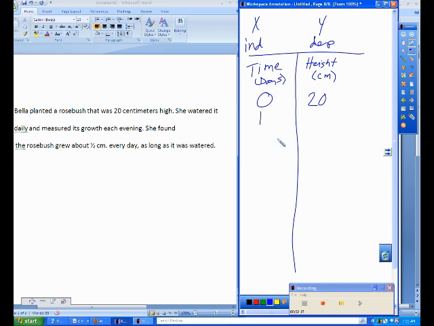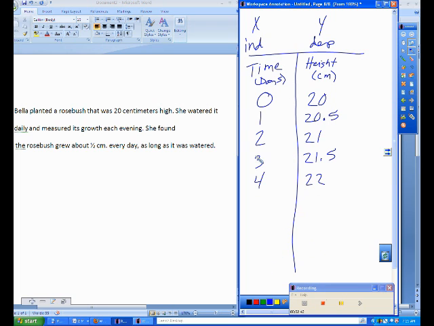After she waters it at the end of one day, because she found that the rose bush grew about a half a centimeter every day, that means that at the end of day 1, it's now 20.5 centimeters. So if it grows a half a centimeter every day, at the end of day 2, it's now 21. At the end of day 3, it's now 21.5. We could go on and do this all day long. I'm going to stop here because technically I could keep going for a long time.